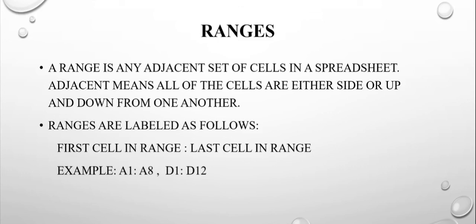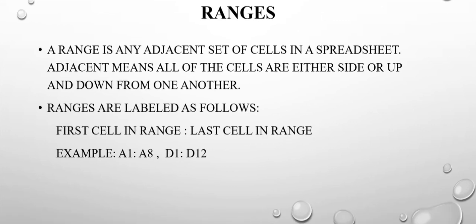Up to where do we have to select? Up to 8, A column 8 row. It selects from A column first row to A column 8 row. Like we select the first column up to 8 rows. Next one is D1 to D12. So we are selecting D column, D1 first row to 12 row.